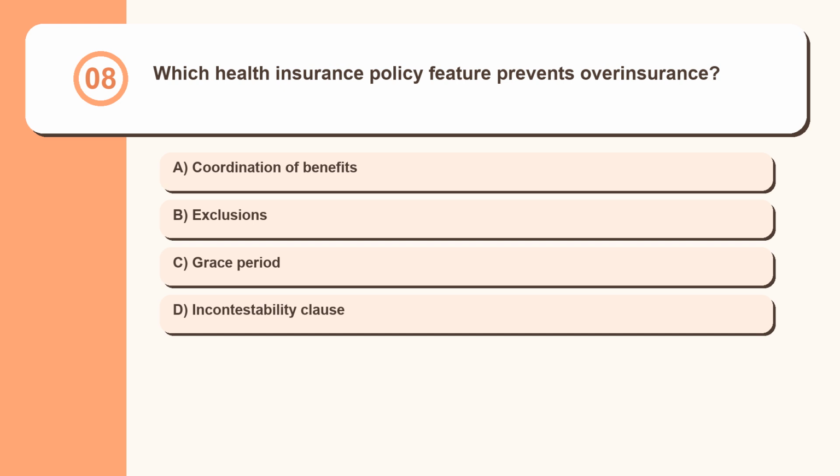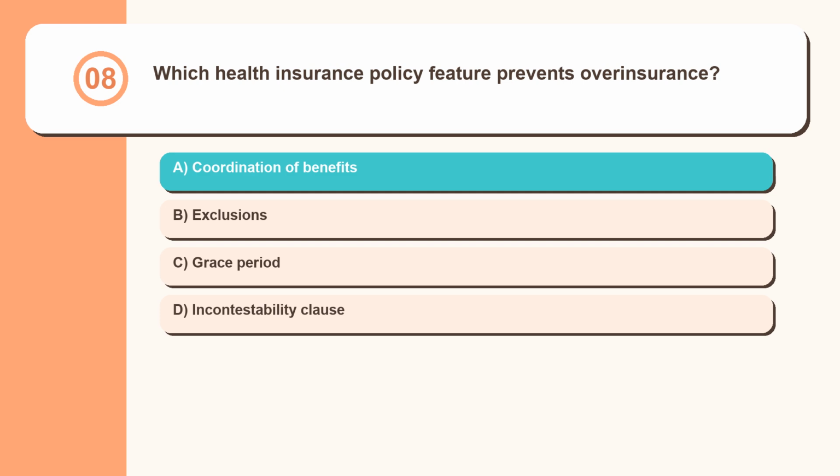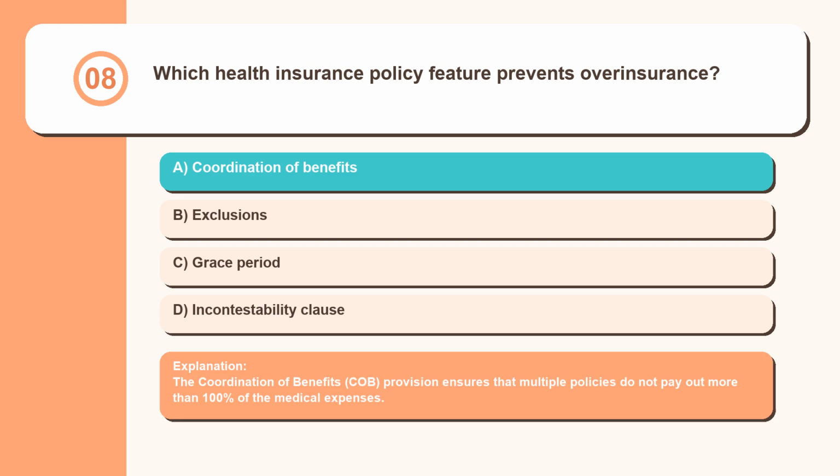Question 8. Which health insurance policy feature prevents overinsurance? Coordination of benefits, exclusions, grace period, incontestability clause. The coordination of benefits, COB, provision ensures that multiple policies do not pay out more than 100% of the medical expenses.